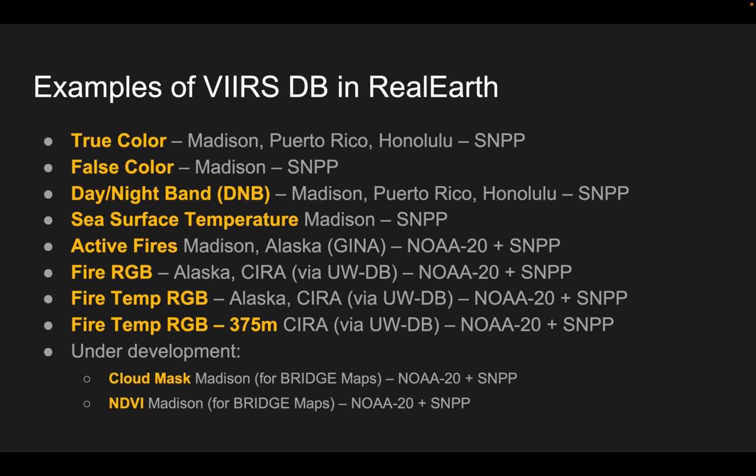So these are some of the VIIRS direct broadcast data that we have in RealEarth. We have the typical true color, false color, day-night band. We have sea surface temperature, active fires. I'm going to focus a little more on the active fires shortly. We also have fire RGB that is coming from CIRA. They get the direct broadcast imagery from us and then create a fire RGB, fire temperature RGB, and a fire temperature RGB at 375 meter. Usually it's the M band, but they are sharpening the M band with one of the I band inputs.